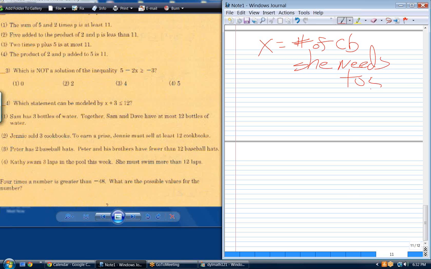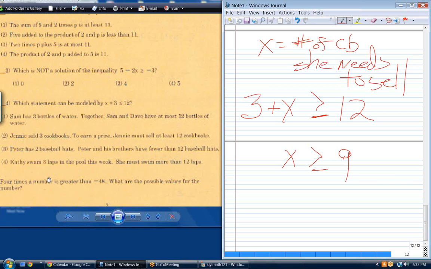Okay. So now, how can I write that? So would it be 3 plus X is greater than 12? It's 3 plus X would be equal to 12. To earn a prize, she has to sell, well, actually it has to be greater than or equal to. Which means that to solve for X, X has to be greater than or equal to 9. In other words, to earn a prize, she must sell at least 12 cookbooks. So that's a terribly worded thing there because they don't explain the variable at all. You kind of have to figure it out.